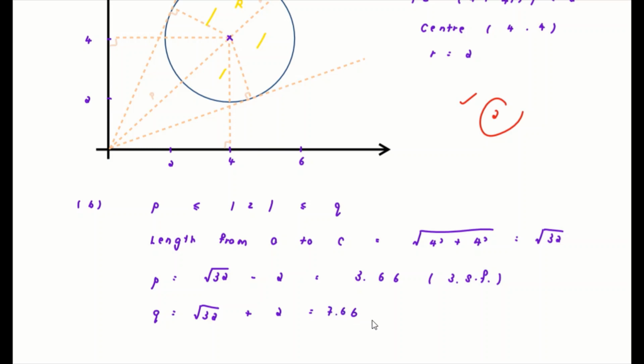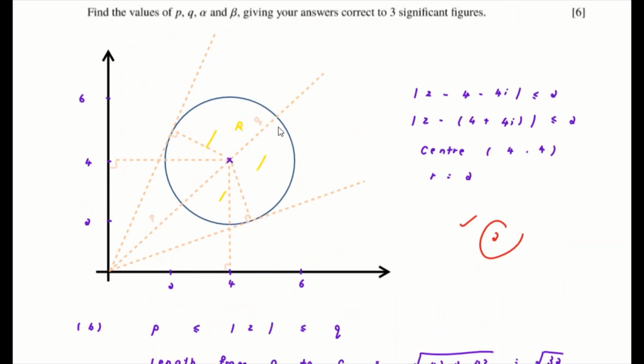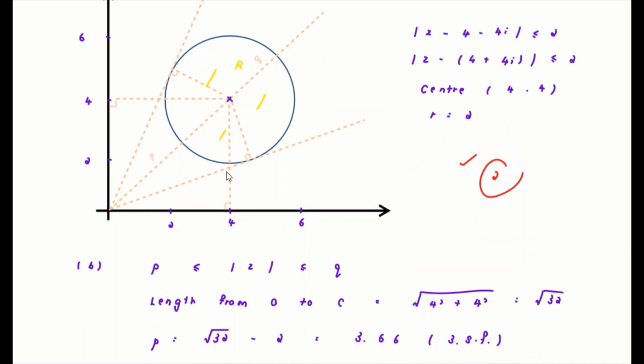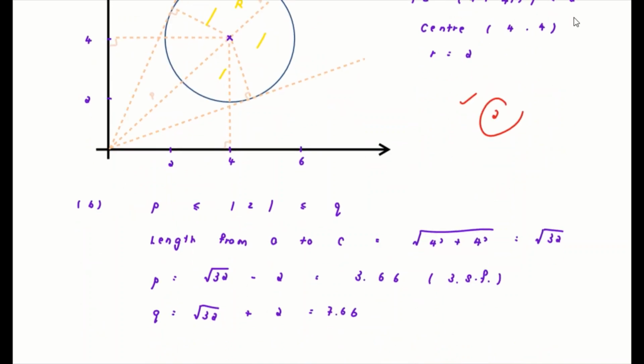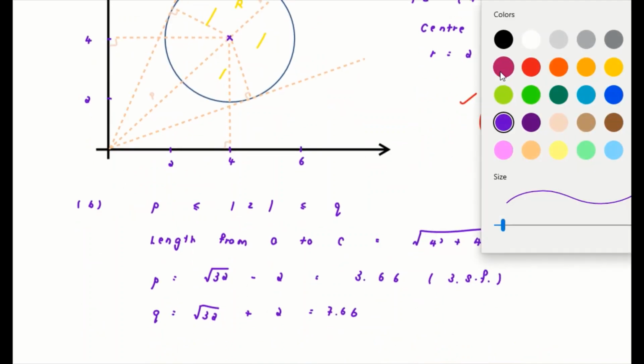7.66. You wouldn't be able to get another length that's longer than that, because no matter how you move around this region, it will eventually give you a number that's greater than P and lesser than Q. So these are the maximum and the minimum of the magnitude that you have for all the Z inside the region. Now let's look at the second part.